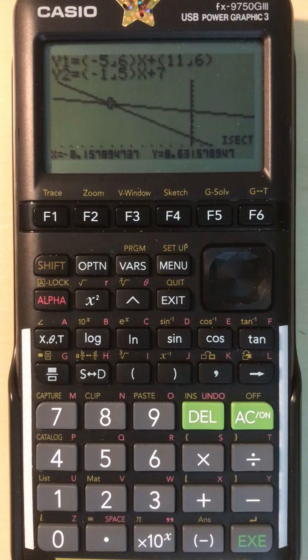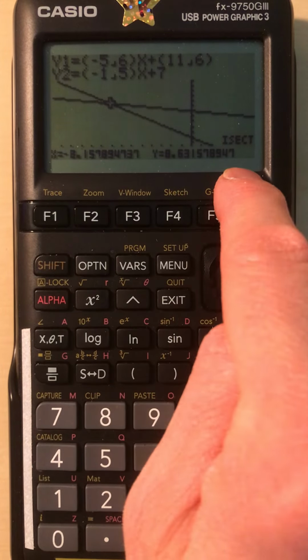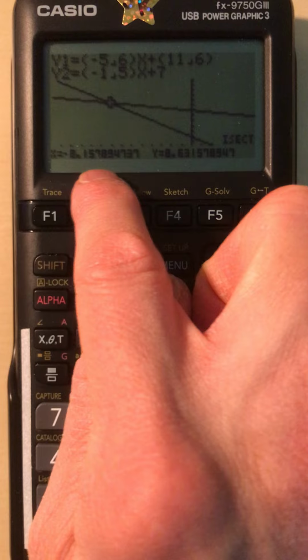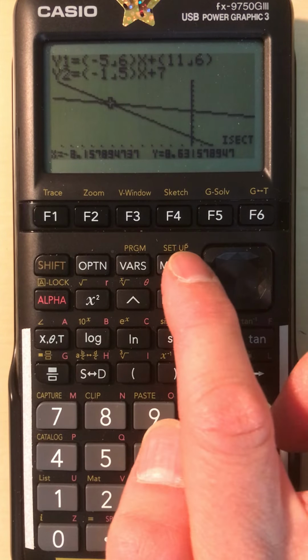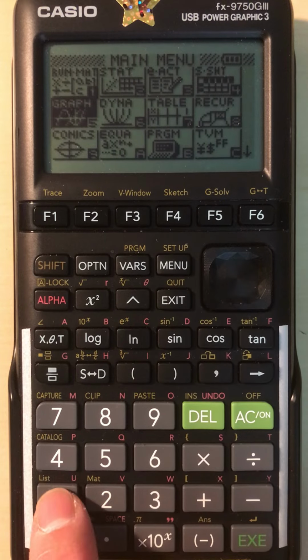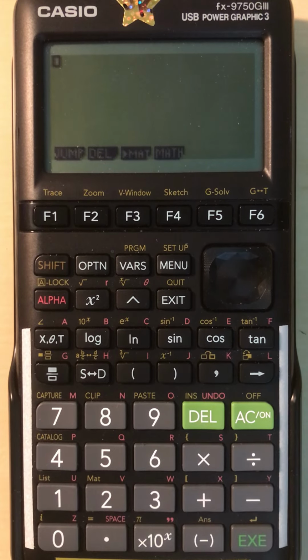So state the exact values as fractions. So I'm going to actually use these really long decimal values, and I'll show you how to use your calculator to actually get fractions out of these, okay? Here's the way. So I'm going to hit menu and 1. Go back to our calculation screen. So the very last thing the calculator has in its memory is the intersection point.